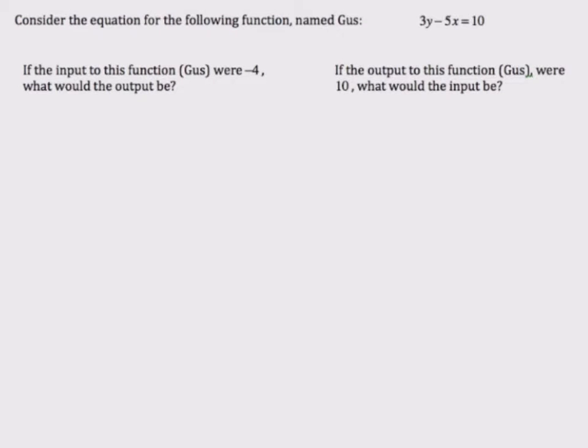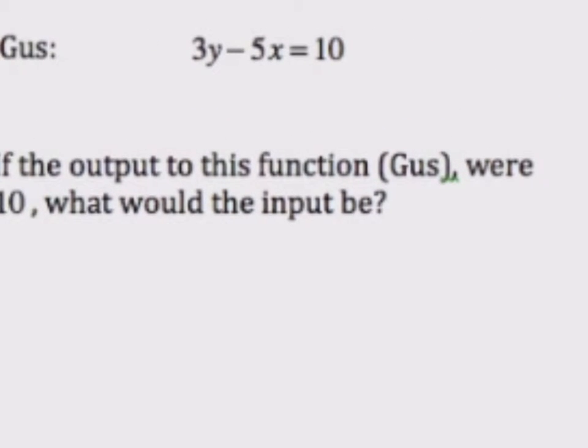Alright, 2 more quick examples. So here is a function named Gus, and here its equation. 3 times y minus 5 times x equals 10. Now, like before, we can consider this the equation for a function with an input and an output.